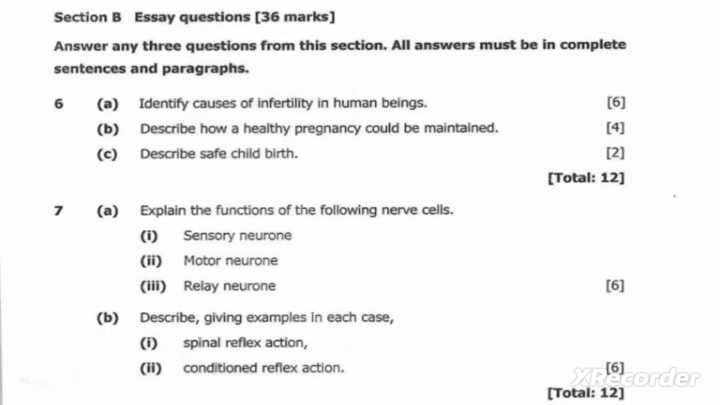All answers must be in complete sentences and paragraphs. Question 6, A: identify causes of infertility in human beings.